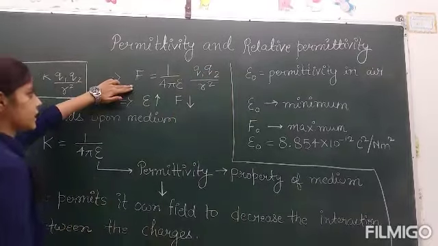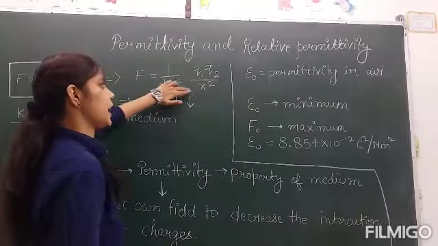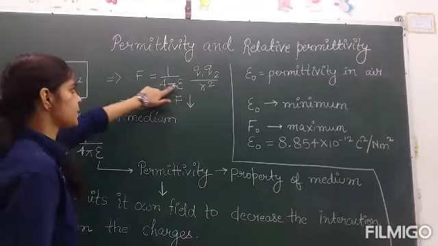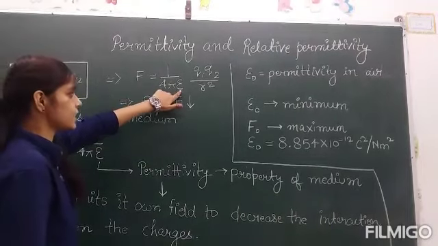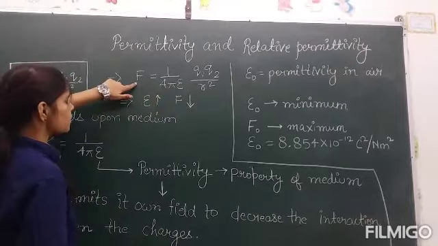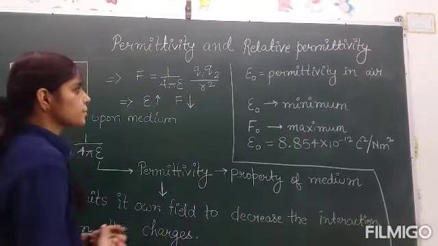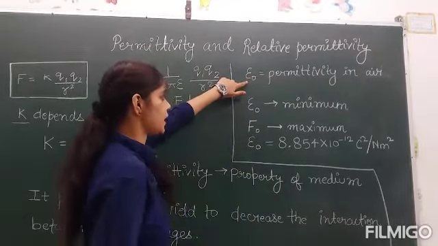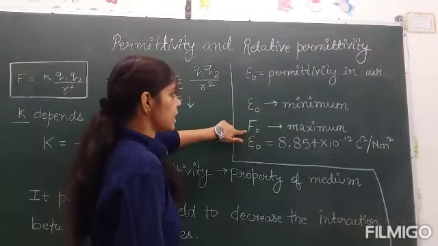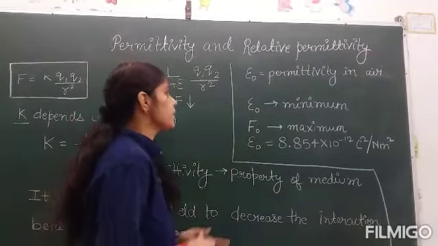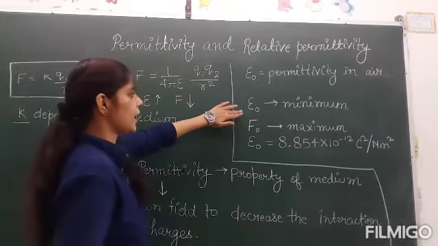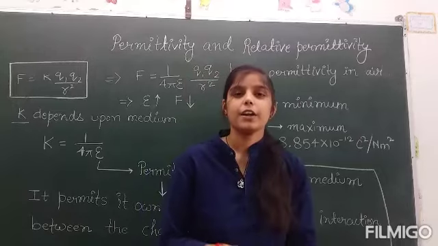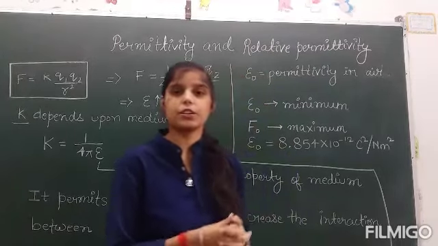From here also it is clear that F is equal to 1 by 4 pi epsilon Q1 Q2 by R square. So there is an inverse relation between epsilon and force. When we increase the value of epsilon, the force will automatically decrease. Basically, we denote permittivity in air by epsilon naught and the force in air by F naught. We should keep in mind that the value of epsilon naught is always minimum as there are no particles in the air which will decrease the interaction between the two charges.